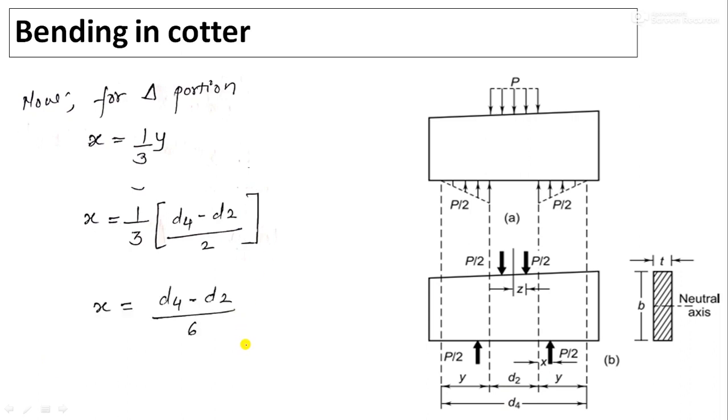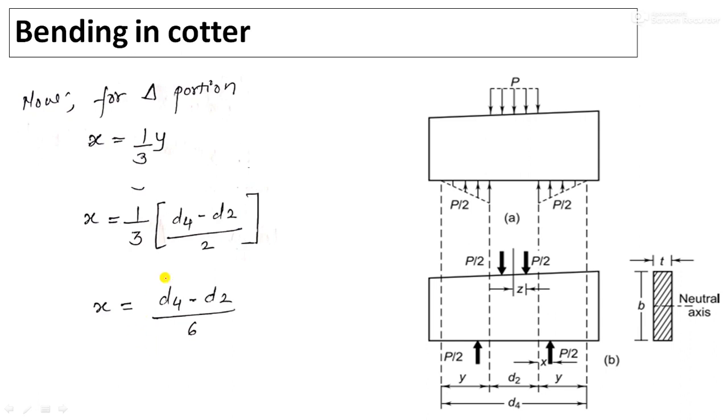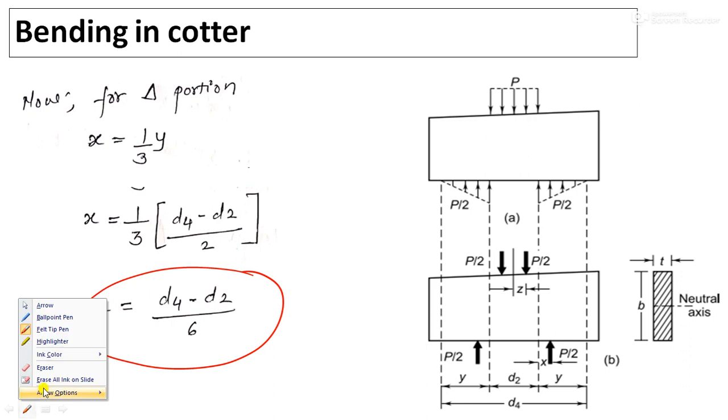So I am getting x is equal to d4. What is x? x is nothing but this distance. See, it is like this. This is a triangular portion. The total distance for the triangular portion is nothing but y. Here somewhere the force P by 2 is acting, and we have considered this x. So we have to find this distance x, because the bending moment is maximum at the center. I am again requesting you to watch the detailed videos of the knuckle joint, where I have explained from the basics itself. So x is equal to (d4 minus d2) upon 6. I have found this out.